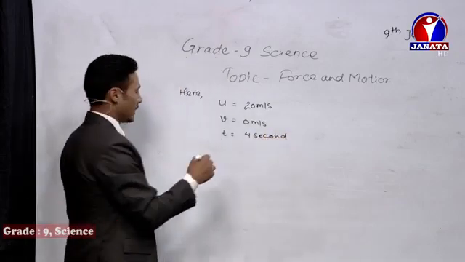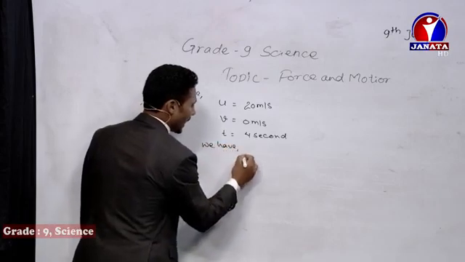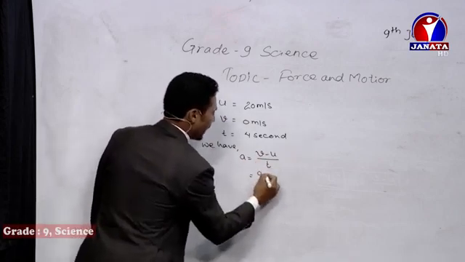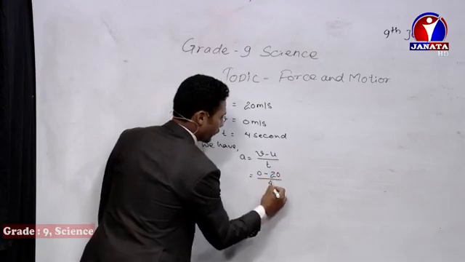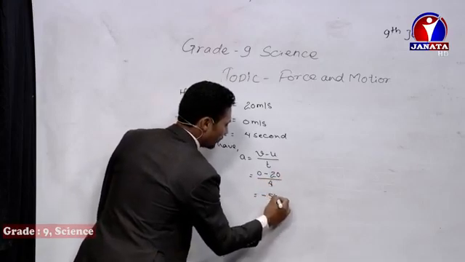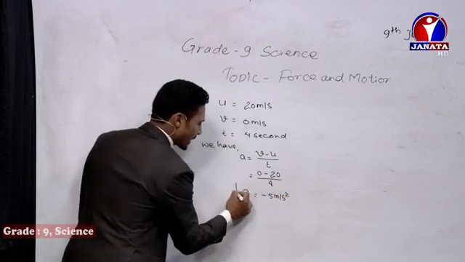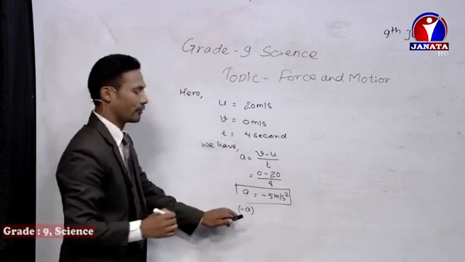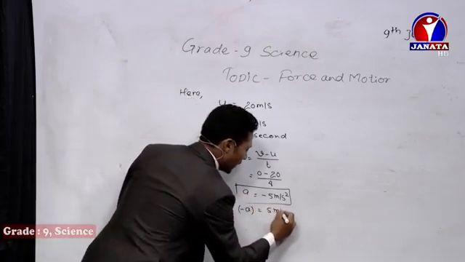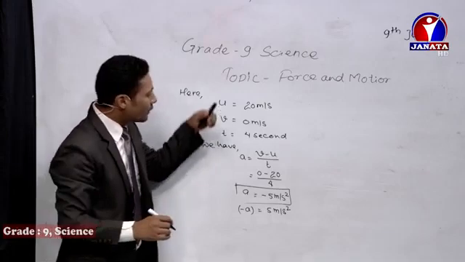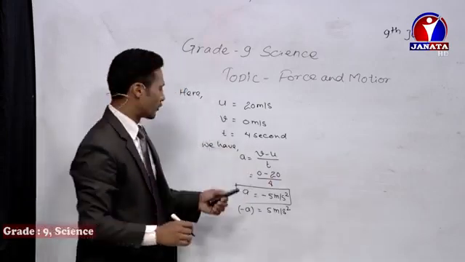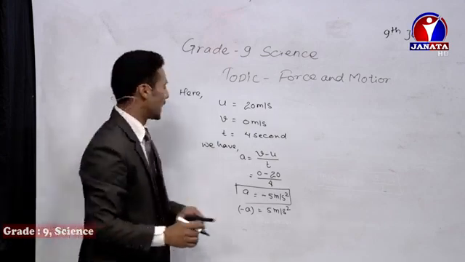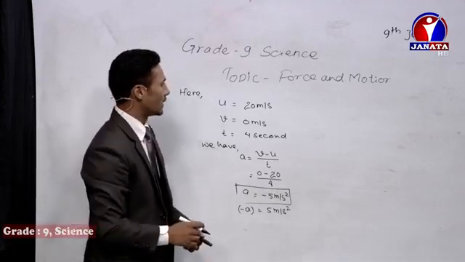Now let's calculate the acceleration. Acceleration equals v minus u by t. v is 0, minus u is 20, divided by 4, so this is minus 5 meter per second square. Look, the acceleration is negative here. That's why we write minus a, the retardation, equals 5 meter per second square. So a decrease in velocity is retardation, and it is represented by negative a. That is about retardation and acceleration.